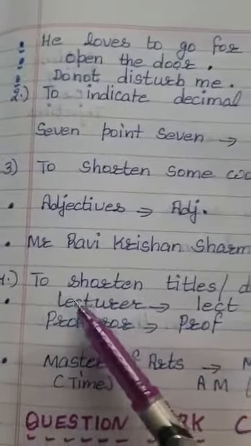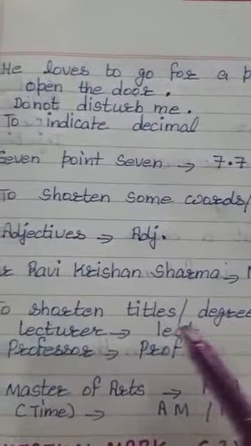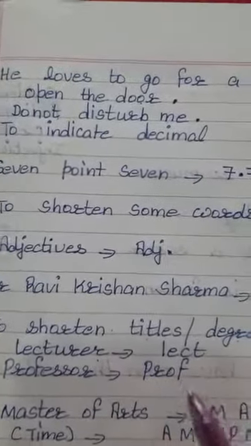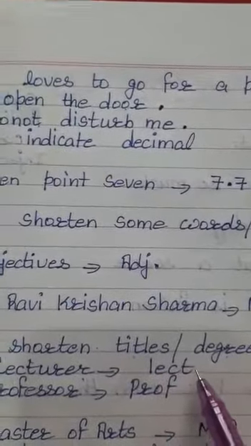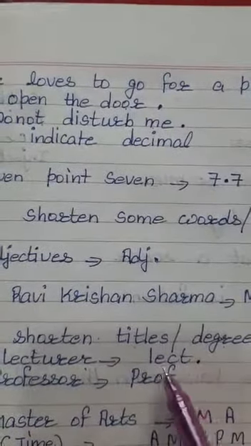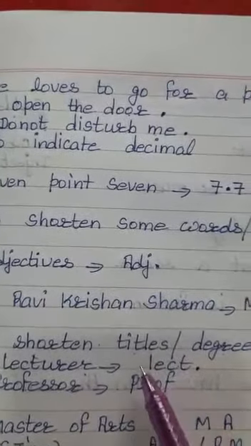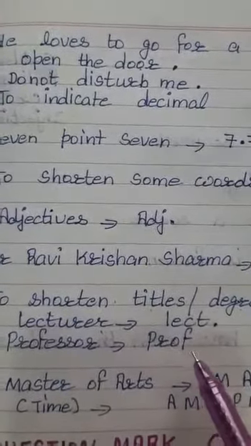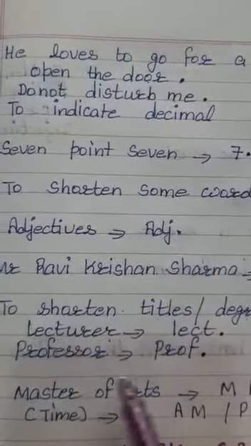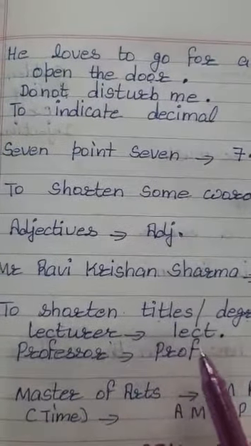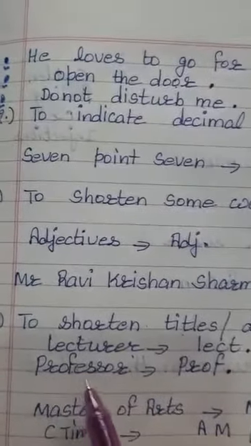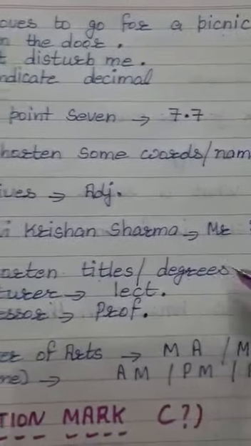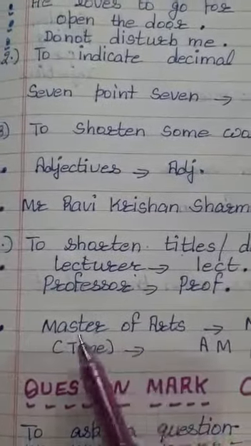Next use is to shorten titles or degrees. If we want to shorten titles, like for lecturer, we write LECT. Then after adding a full stop at the last, we are making it a complete shortened form of the title lecturer. Next is professor, we write PROF, then we put a full stop here and again it gives a complete shortened look to the full form of professor. Is it okay students?